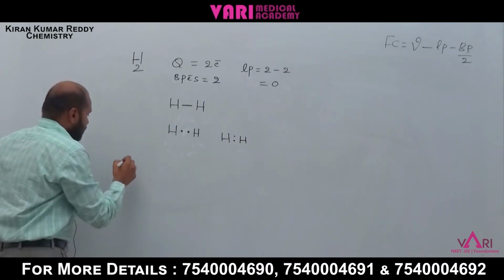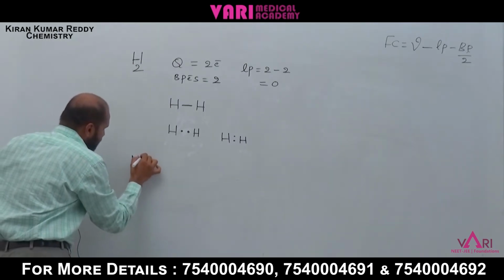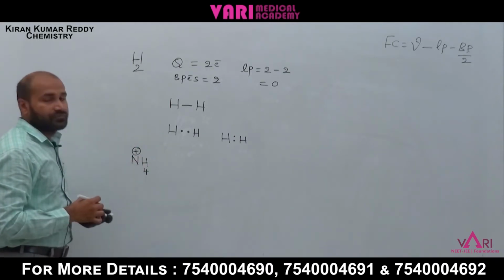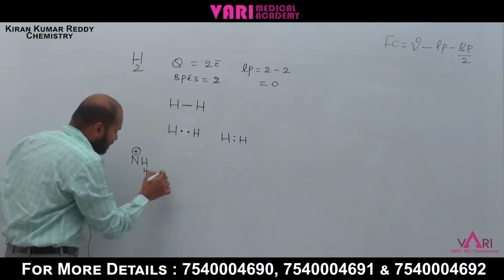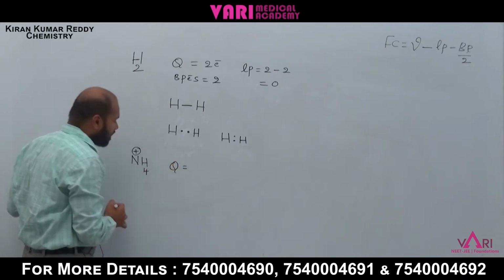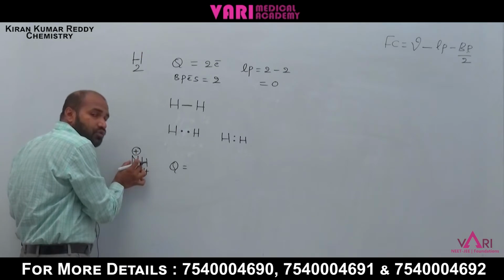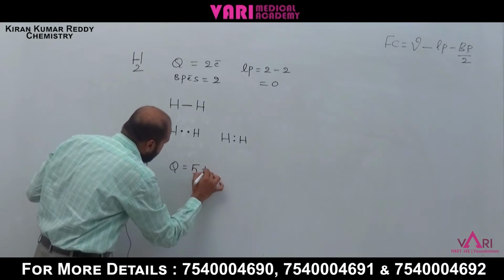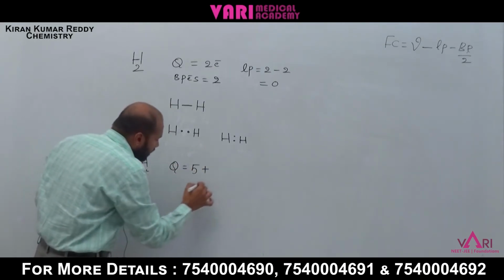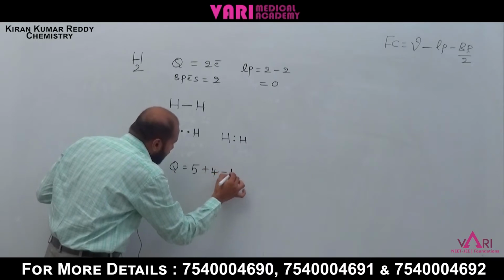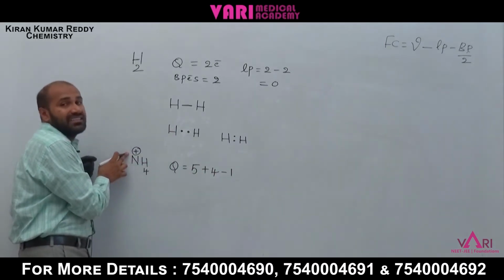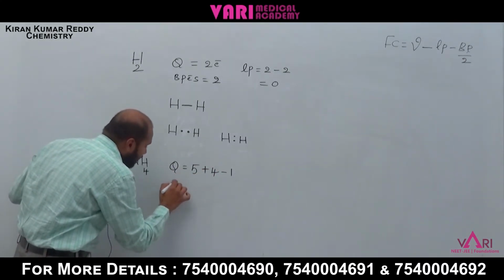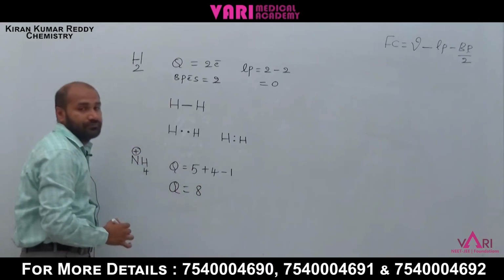I am taking NH4 plus. In this NH4 plus, what is the Q value, students? Total number of electrons. Nitrogen belongs to the 5th group, so 5 valency electrons, 5 plus. Now hydrogens, how many? 4. Here is minus 1. Why is it minus 1? Plus is there, so subtract. Now 5 plus 4, 9. 9 minus 1, 8. Q is equal to 8.